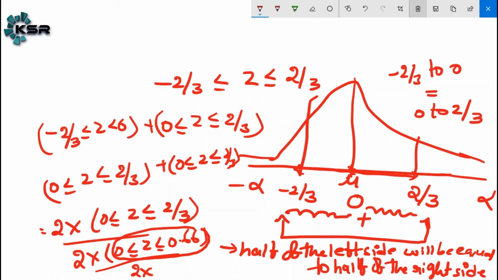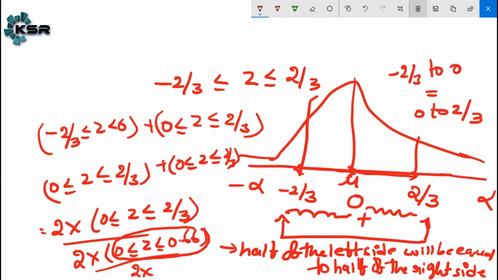As we mentioned, the left half will be equal to the right half. In this case, minus 2 by 3 less than or equal to z less than or equal to 0, plus 0 less than or equal to z less than or equal to 2 by 3. So the distance between minus 2 by 3 and 0 will be exactly equal to the distance between 0 and 2 by 3. So simply we can multiply by 2. If you want to get the probability value, you go to the table.